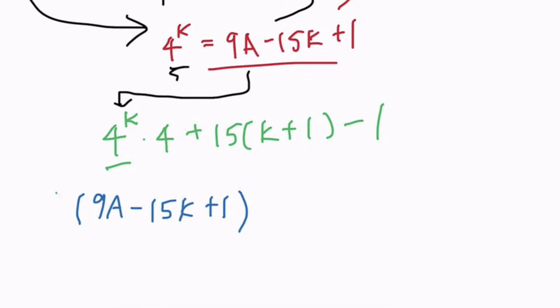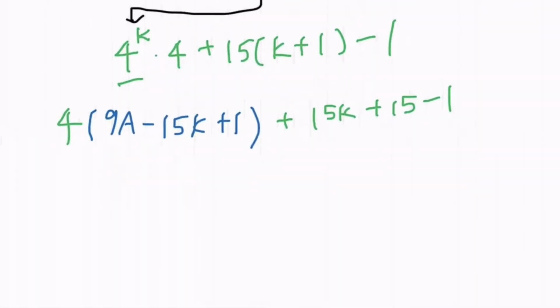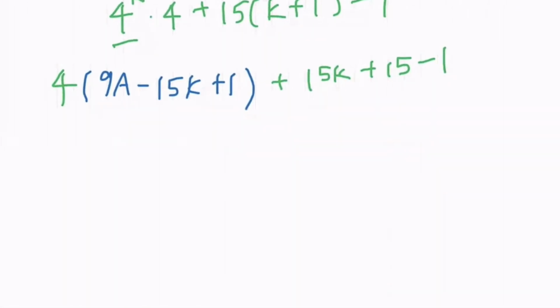We're multiplying all of that by 4. And then we're adding 15 times k plus 1. Well, that's just 15k plus 15. And then we're finally subtracting 1. So now let's simplify this. Let's expand everything out and let's collect like terms.